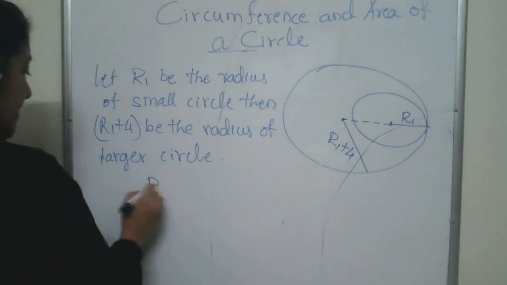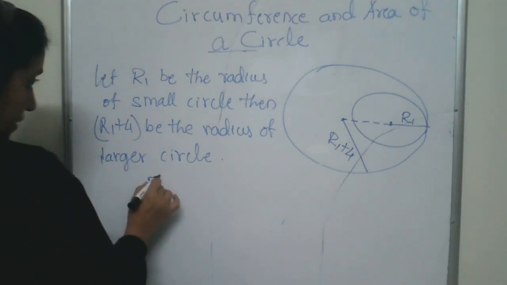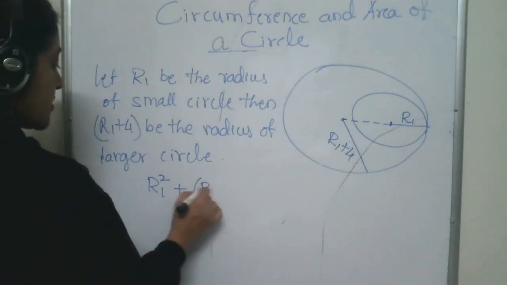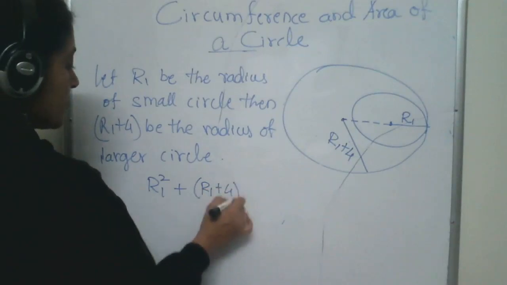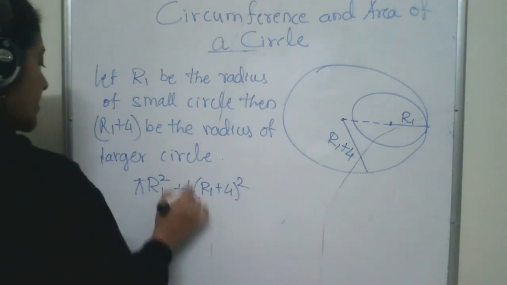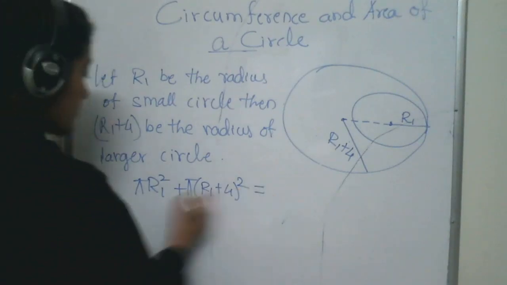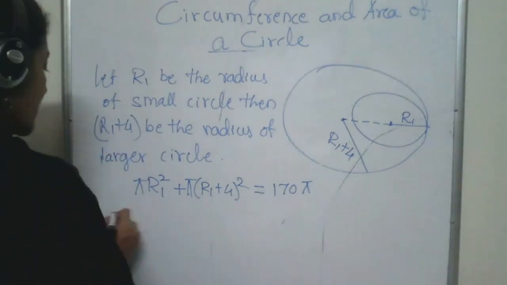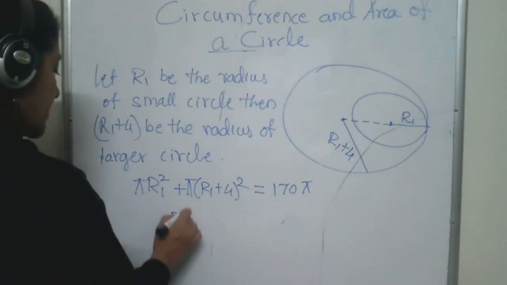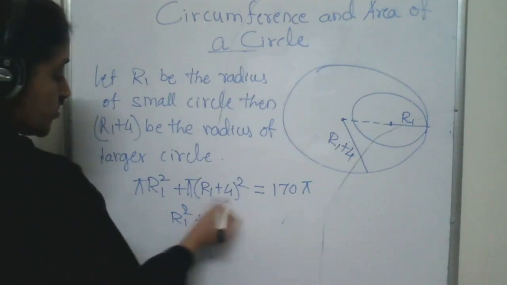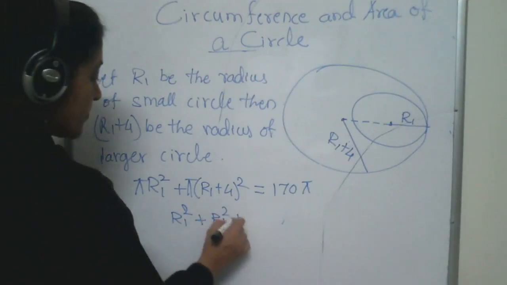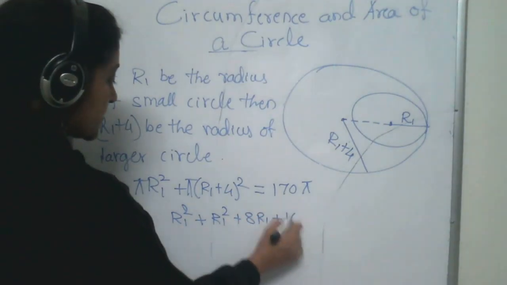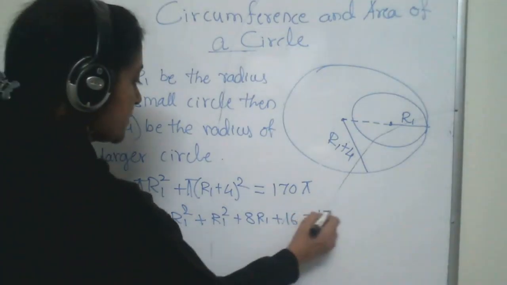But it is said that r1 square plus the other one, which is (r1 plus 4) whole square. How can this be? Pi and pi. We have to write that the sum of the squares of the two circles is 170 pi. Now pi can be cancelled by taking common, so I will directly write r1 square plus, now this should be expanded, r1 square plus 8r1 plus 16 is equal to 170.